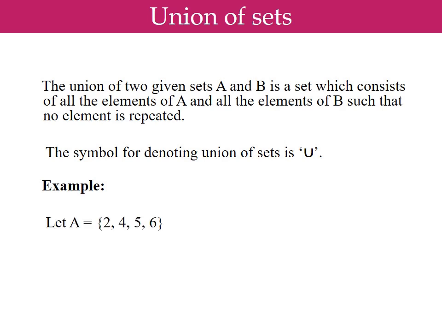Let A be equal to the set {2, 4, 5, 6} and B equal to {4, 6, 7, 8}. How can you find the union of these? Are any terms repeated? Yes, 4 is repeated, and while writing we consider 4 only once. So A union B is {2, 4, 5, 6, 7, 8}.